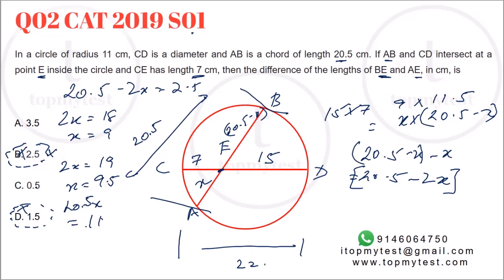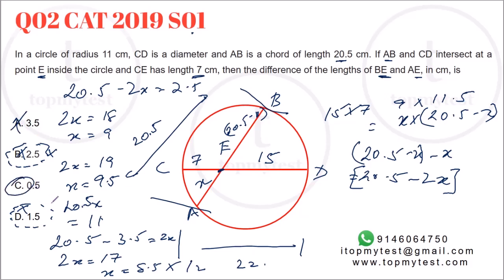Let's try 3.5. So 20.5 minus 3.5 will be equal to 2x. If you put this, 2x will be equal to 17, so x should be 8.5. So 20.5 minus 8.5 will be equal to 12. Right, so 12 into 8.5 will not result in 15 into 7, because this has a multiple of 17. So this is also out. So option C will be your correct choice.